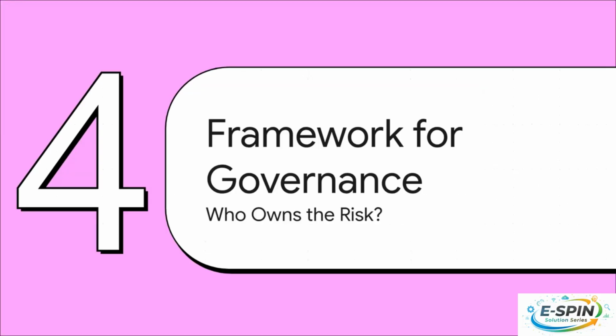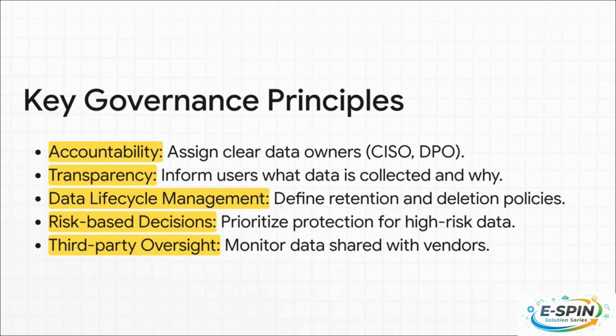But look, having all these strategies on paper is great, but it's kind of useless if nobody's in charge of them, right? That's where governance comes in. It answers the most important question of all. Who owns the risk? These 5 principles are basically the constitution of good data governance. These are your non-negotiables. You need accountability. Someone's name has to be on the line. You have to be transparent. Tell people what you're doing. You need to manage that data's entire life, from the second you get it to the second you delete it. And you absolutely better be watching what your vendors are up to.